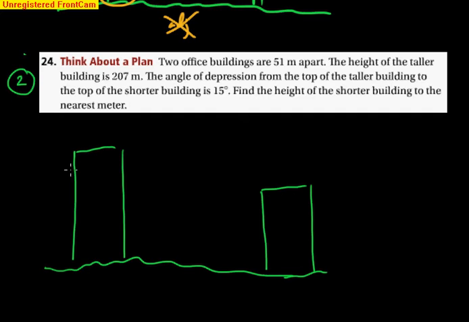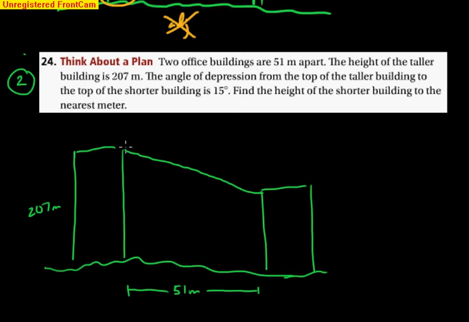Okay. Now it says the buildings are 51 meters apart. So this distance right here is 51 meters. That's from here to there. The height of the taller building is 207. So the height here is 207 meters. That's the height. Now the angle of depression from the top of the taller building to the shorter is 15 degrees. So we draw a line of sight between the two buildings.